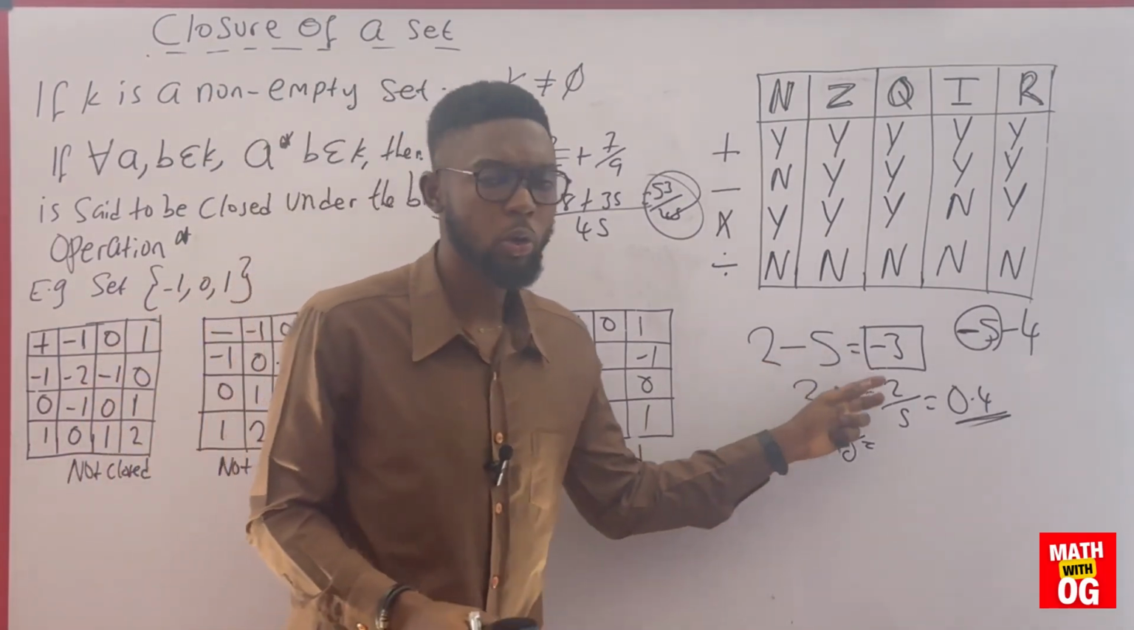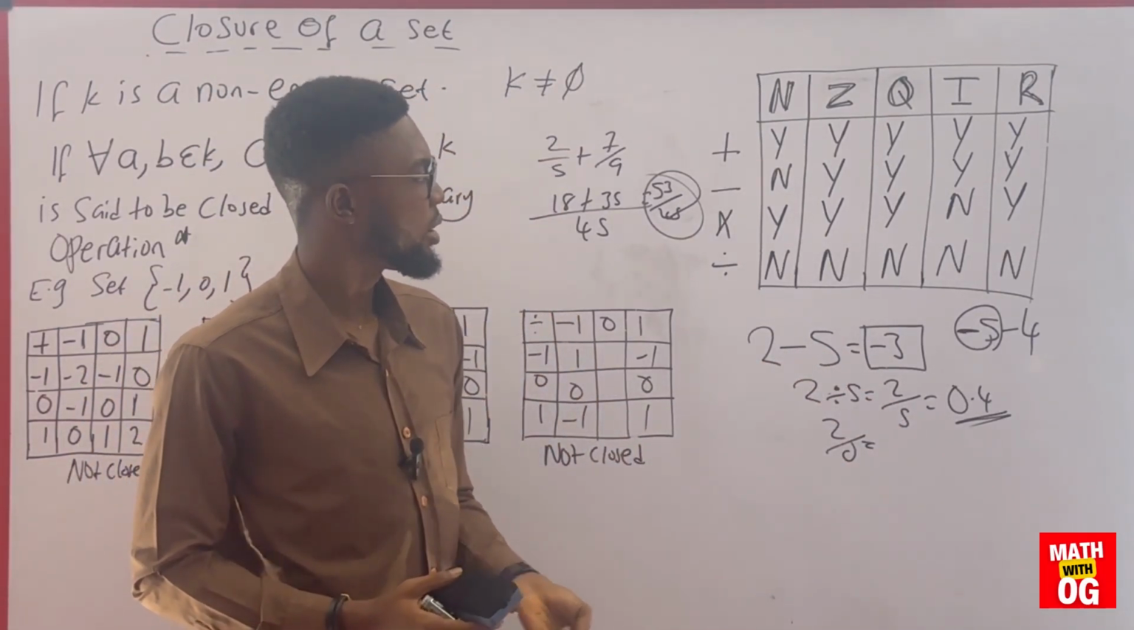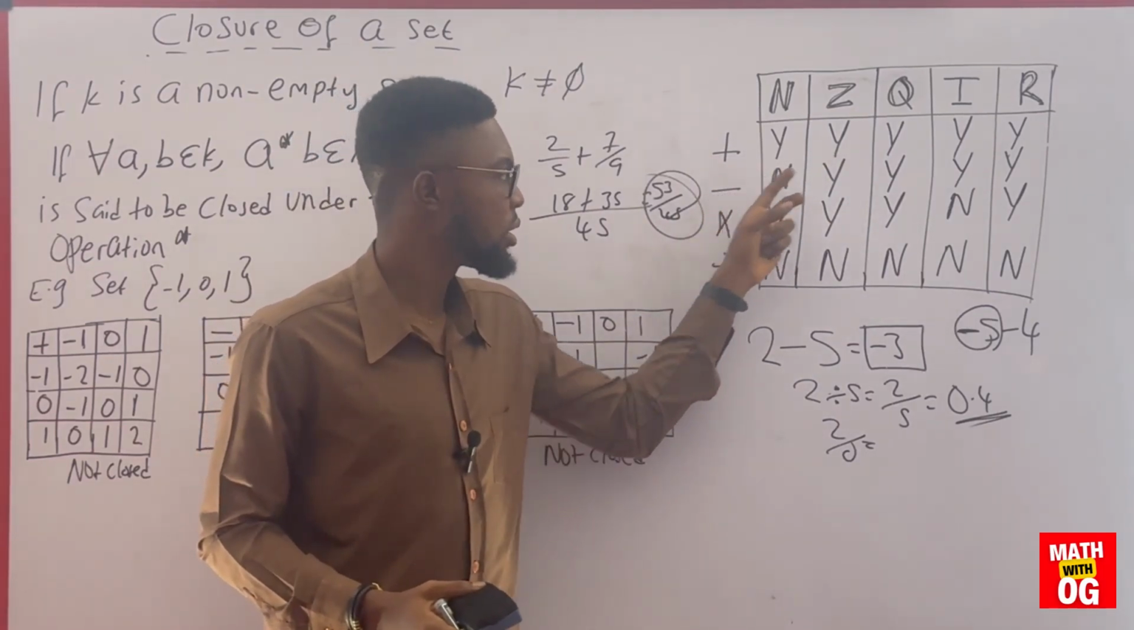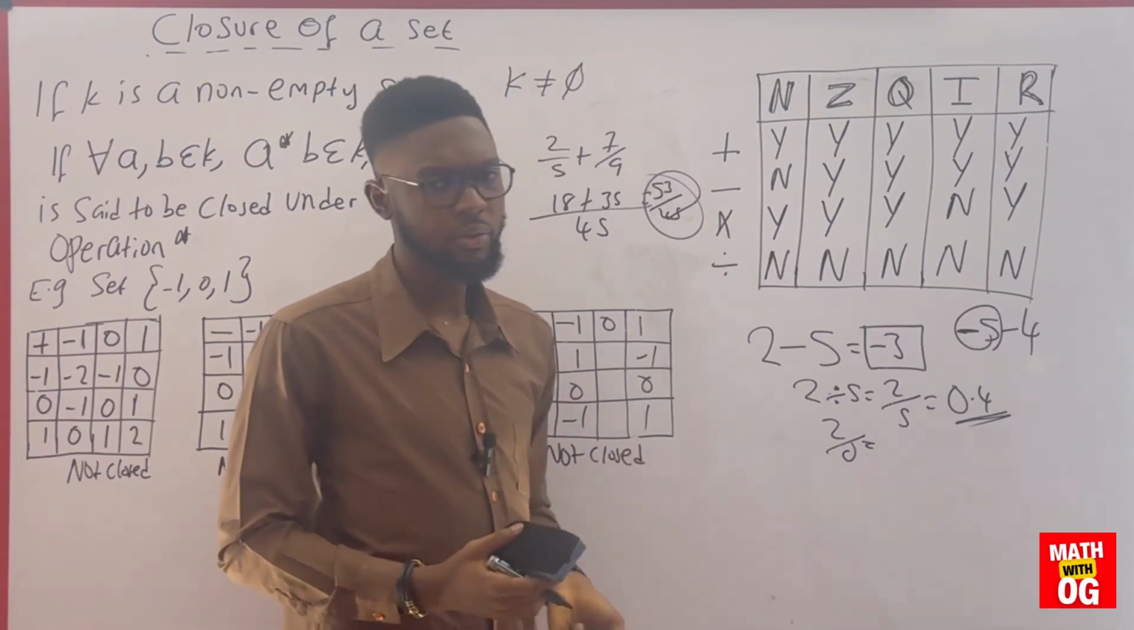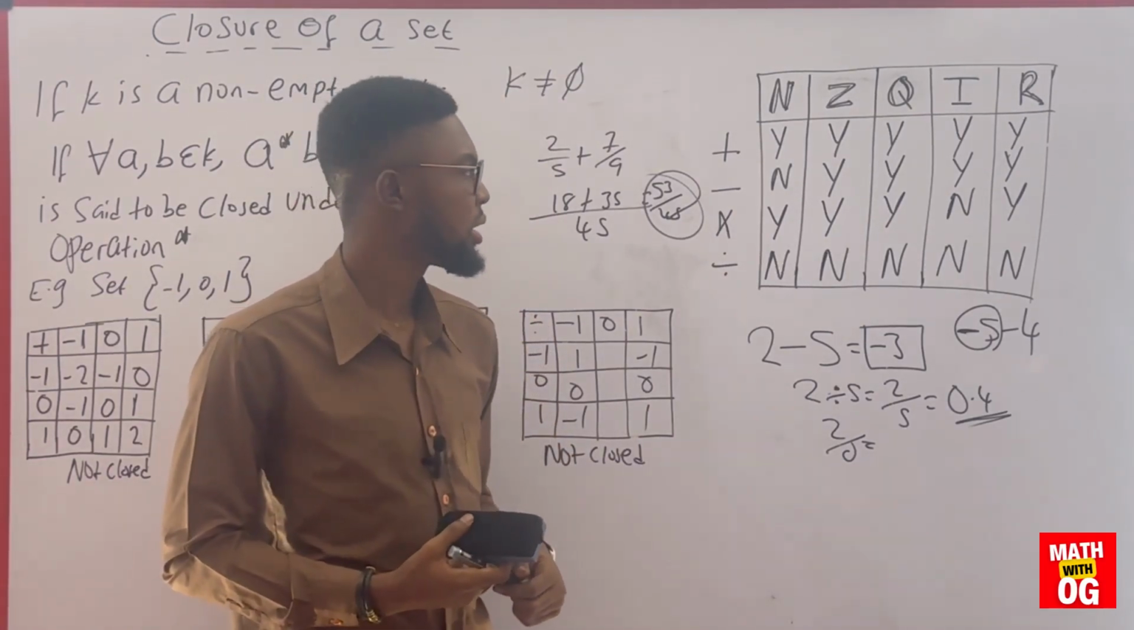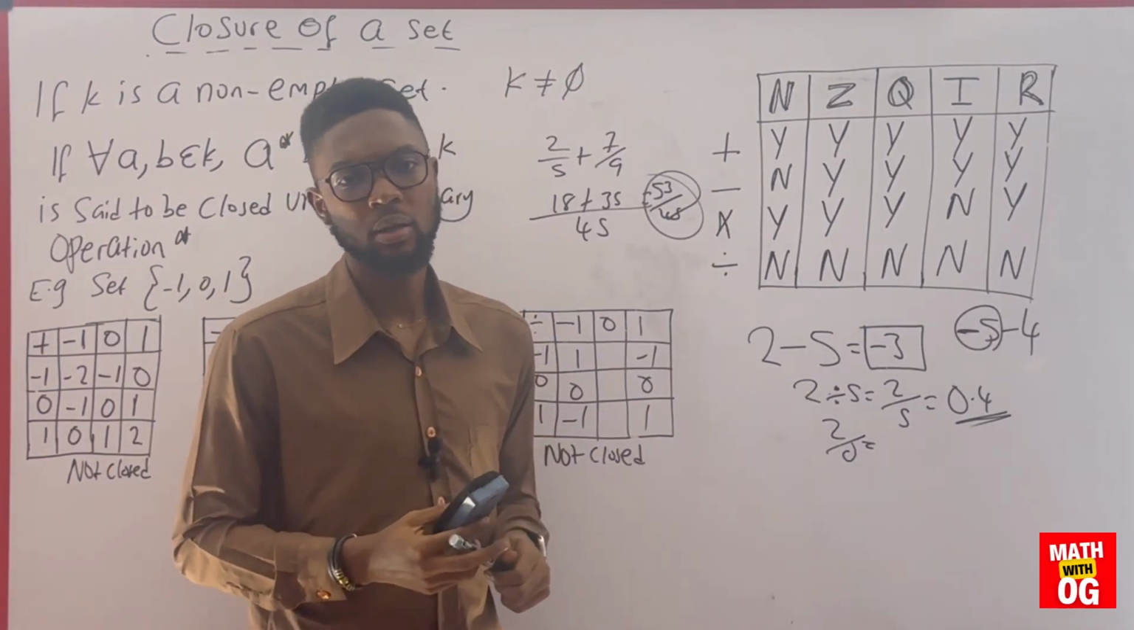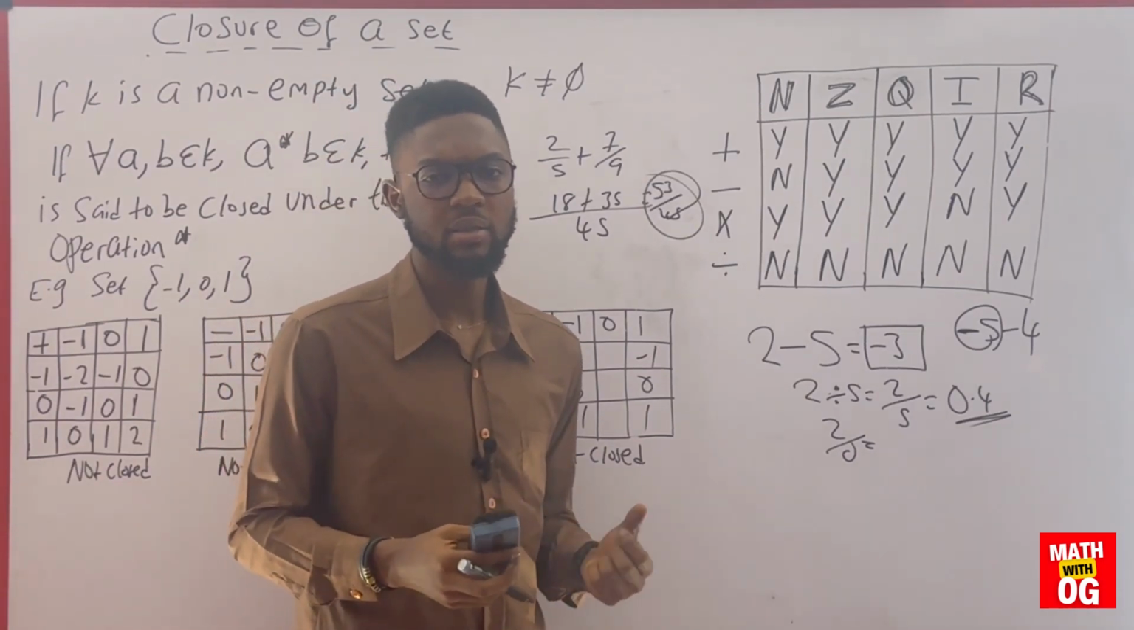And remember, all whole numbers are also rational numbers. So it's closed under addition, closed under subtraction, closed under multiplication. Is it closed under division? No, it's not closed under division because of one number, and that number is 0.